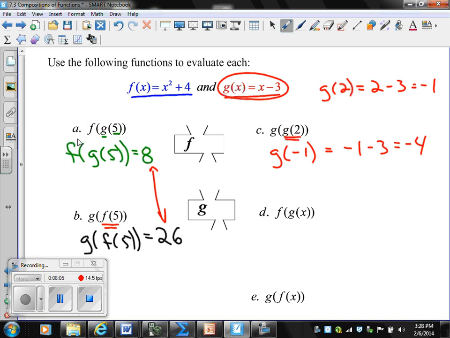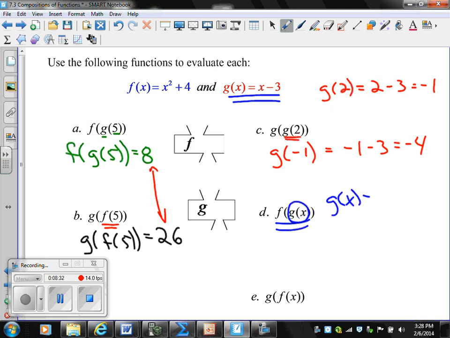What D is, if you notice, we're taking X and we're putting it into G. Well, this is actually kind of nice because we know what G of X is, right? G of X is actually the function that we have up here. Here's G of X right here. So I'm going to rewrite G of X, and that's going to be X minus 3.